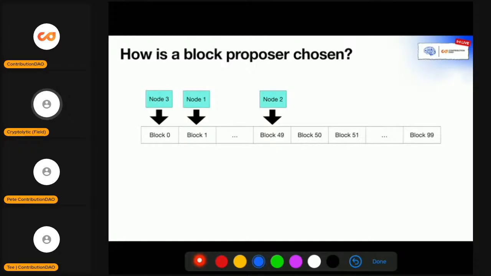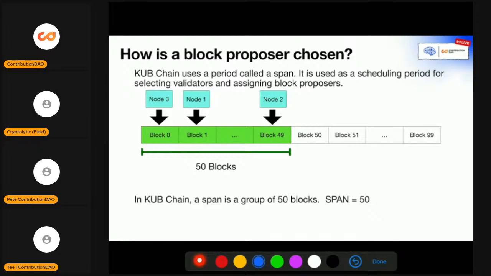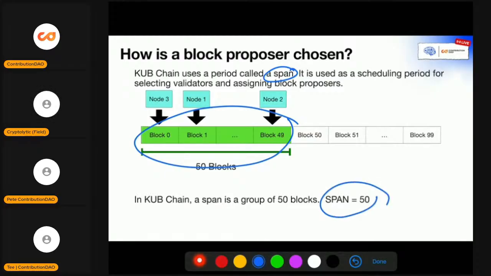So you just want to assign nodes in a network to which block they have to propose. In KUB Chain, the process of assigning a node to be a proposer has a period called a span, and in KUB Chain it uses a span of 50. What I mean is that every 50 blocks you do the assigning process periodically. So why 50 blocks?